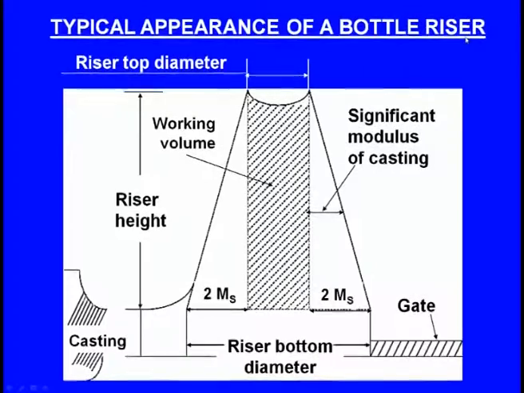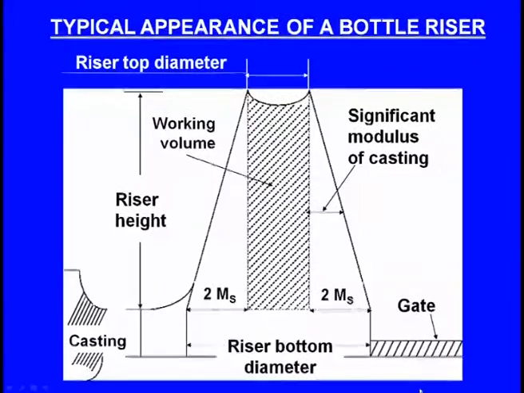Now, this is the typical appearance of a bottle riser. You can see this whole thing is a bottle riser. See, it is slanting, right? At the bottom, this is the bottom diameter. You can see the riser bottom diameter is this much, starting from here to here. Whereas, this is the top diameter. You see, the top diameter is very small, whereas the bottom diameter is very large. And here we can see this is the gate, right? Through this gate, molten metal enters, and this side is the casting, and this is the height of the riser.